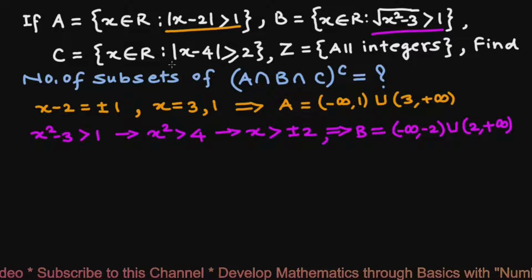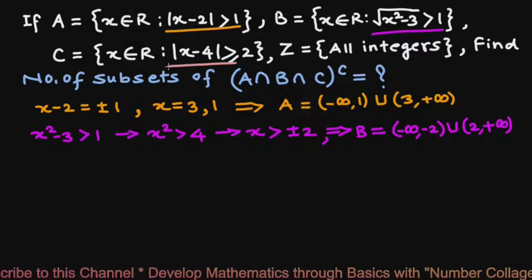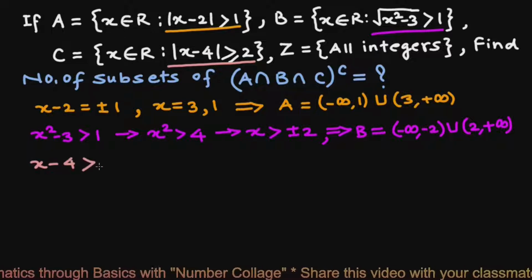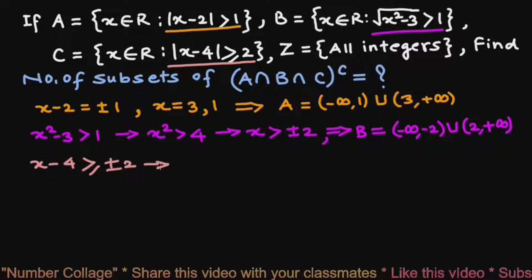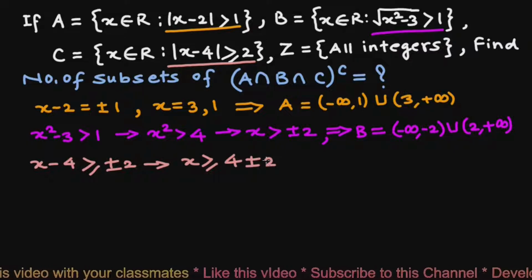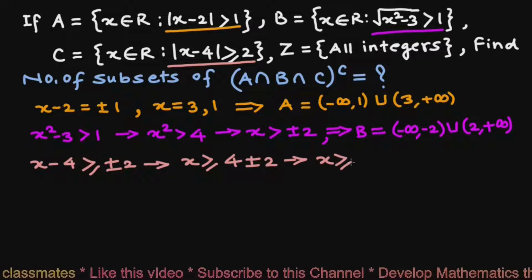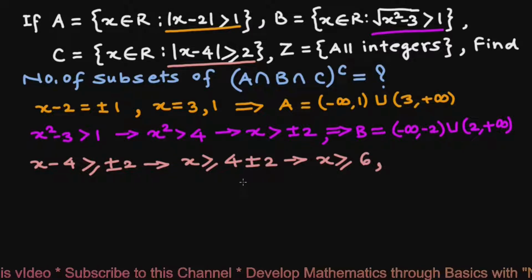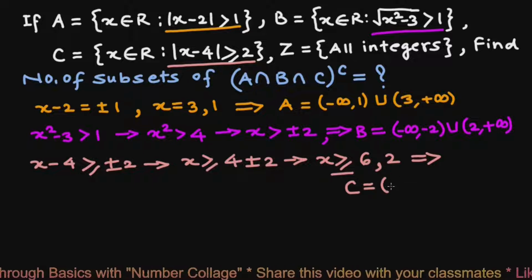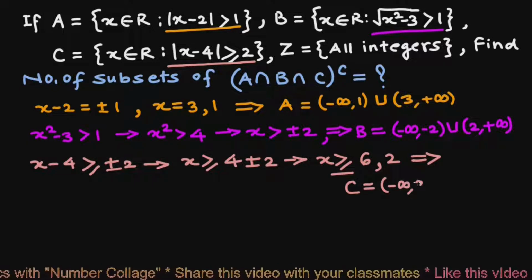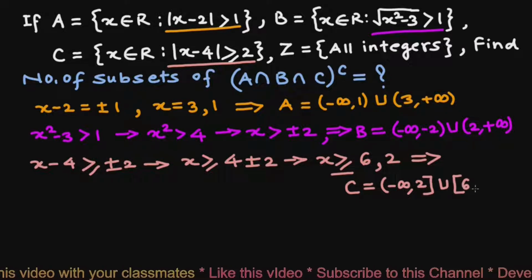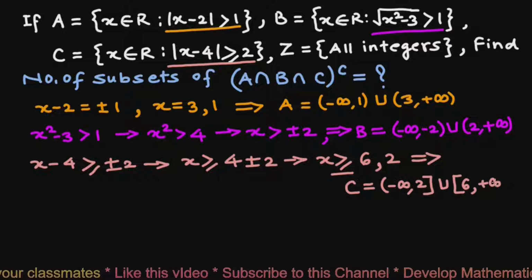For set C, mod x minus 4 greater than or equal to 2 gives x minus 4 greater than or equal to 2 or less than or equal to minus 2, that will be x greater than or equal to 4 plus 2, so x will be greater than or equal to 6, or x less than or equal to 2. So set C will be the open interval minus infinity to closed interval 2 union closed interval 6 to open interval plus infinity.